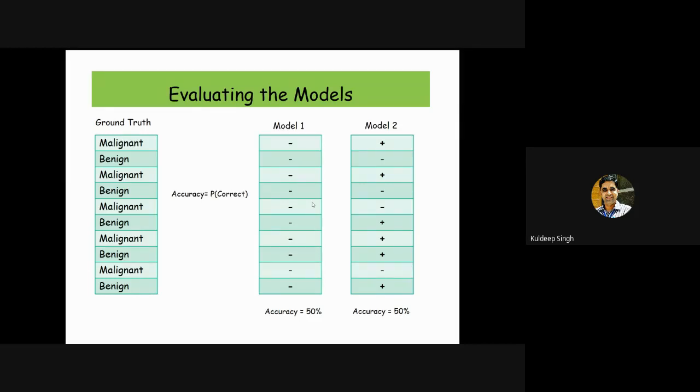In my opinion, model 2 is better than model 1, since model 2 is able to somehow distinguish between these two categories. But model 1 is not able to distinguish between them. It is assigning the negative category to all the 10 images. So that means accuracy, which is basically the probability of correct detection, is not the right measure to evaluate the model. So we have multiple evaluation metrics to see the performance of these trained models.